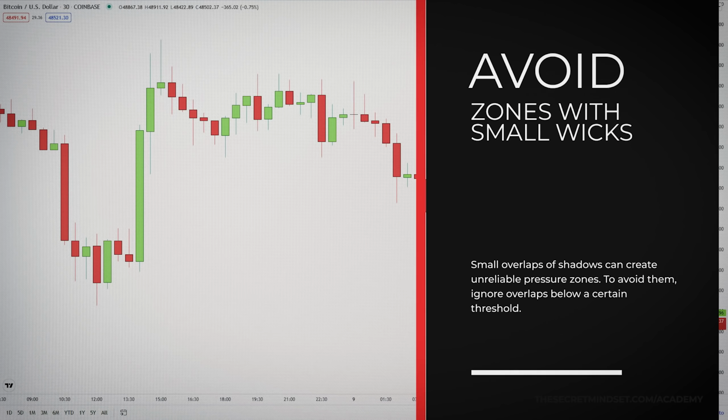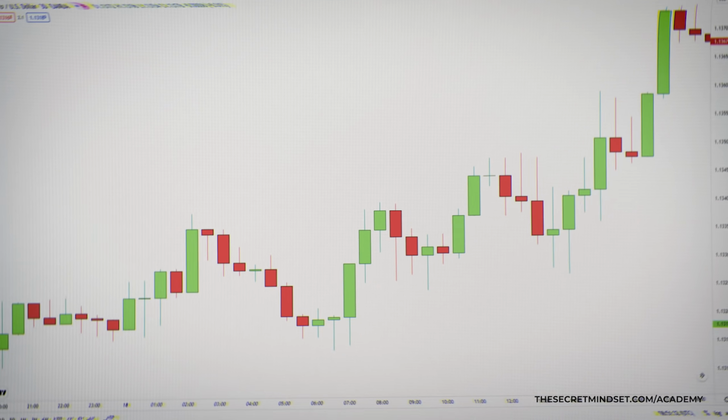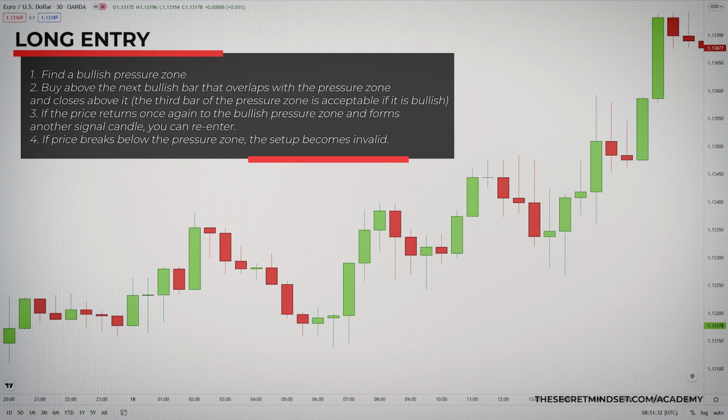Very important, small overlaps of shadows can create unreliable pressure zones. To avoid them, ignore overlaps below a certain threshold. For trading higher timeframes, 1 hour or above, consider increasing the threshold as necessary. Here's the long pressure zone trading plan.